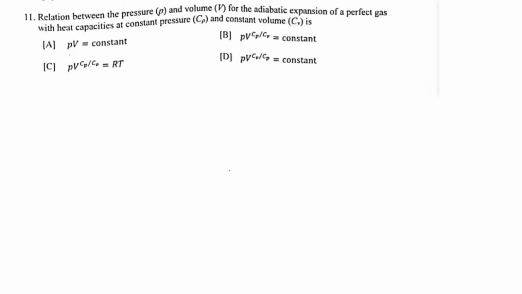It's very simple question also in the round-wise question. The relation between the pressure and volume of adiabatic expansion of perfect gas with heat capacity at constant volume and constant pressure. Okay. What is the formula? The PV to the power gamma is equal to constant. What is gamma? Poisson ratio. That is called Poisson ratio.